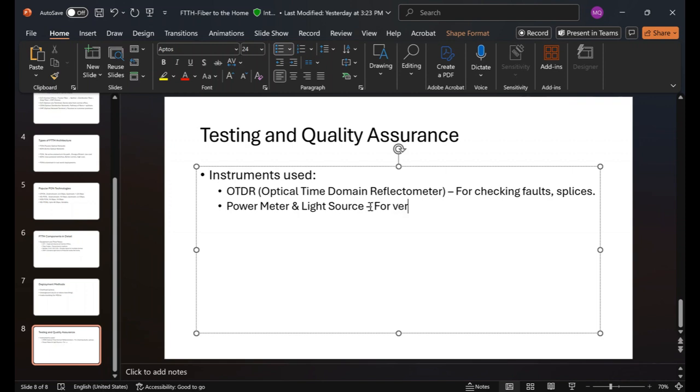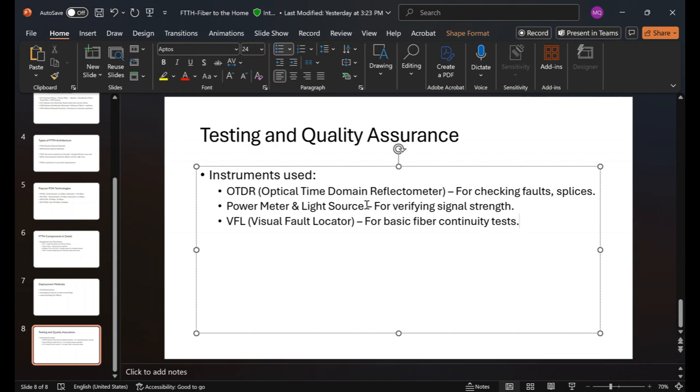for verifying signal. Number three, VFL, visual fault locator, for basic fiber continuity test.